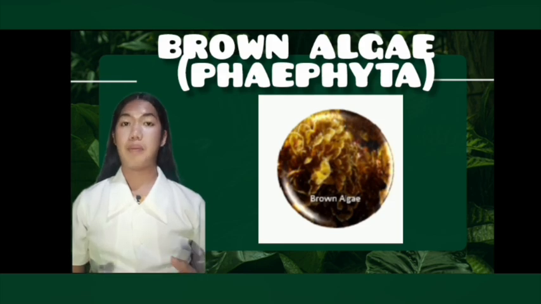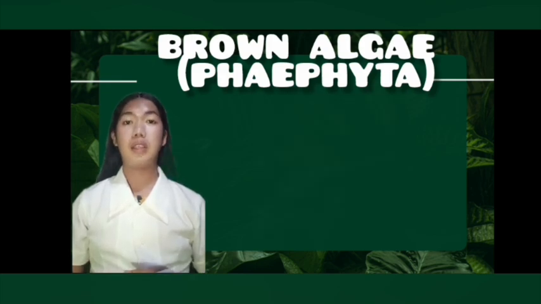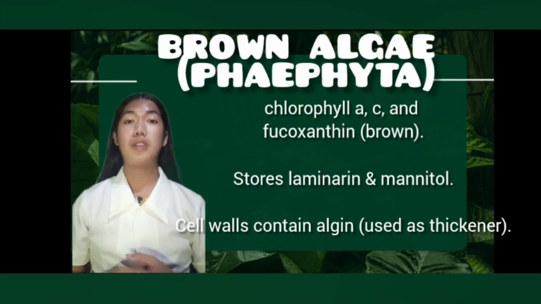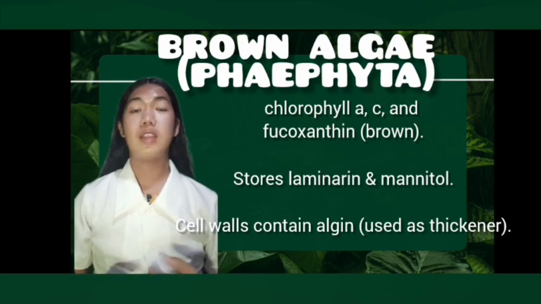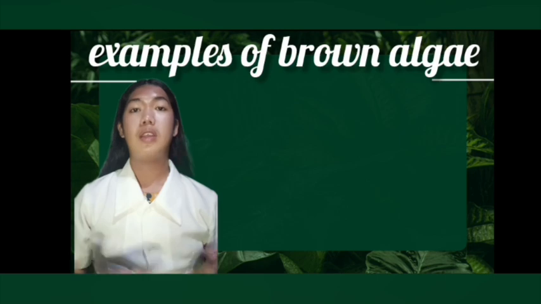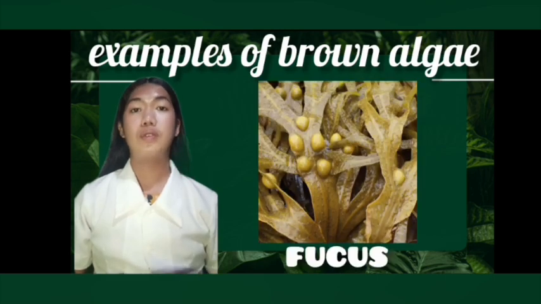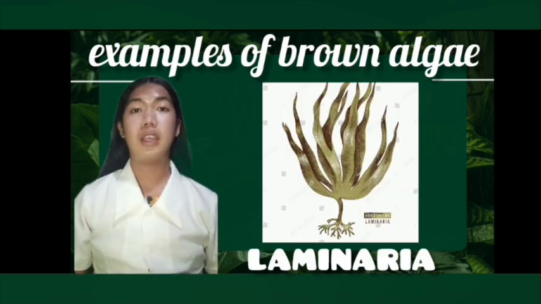So the second one is brown algae, or what we call Phaeophyta. Brown algae consist of chlorophyll A and chlorophyll C pigments along with fucoxanthin, and they store laminarin and mannitol as a food material. Their cell wall is cellulose and algin. Algin is used as a thickener. Examples of brown algae are fucus, laminaria, and sargassum.